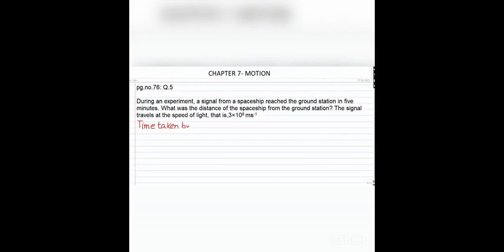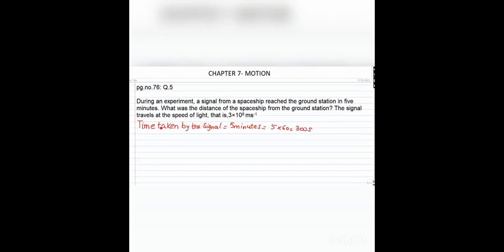Time taken by the signal. This is given to be 5 minutes. So this 5 minutes we will convert it into seconds. So 5 into 60 we get it as 300 seconds. So this is the time taken by the signal.